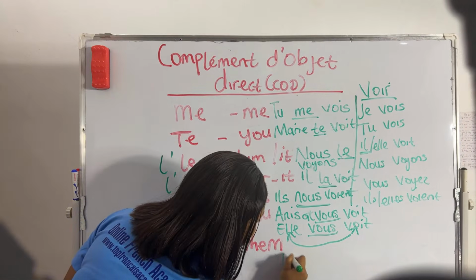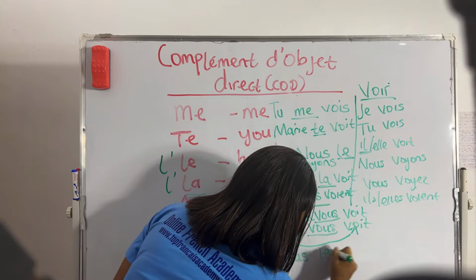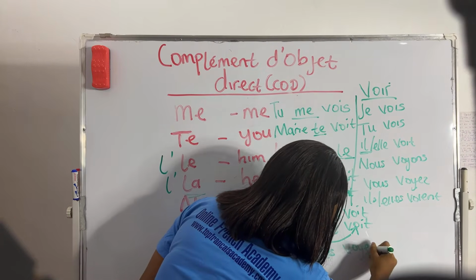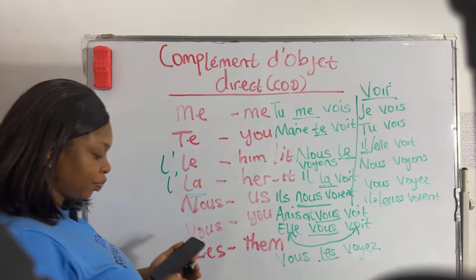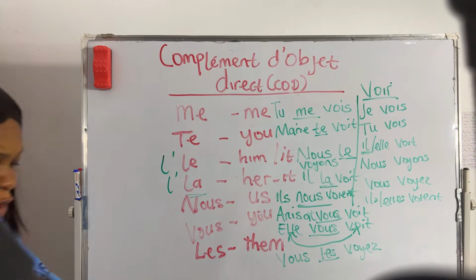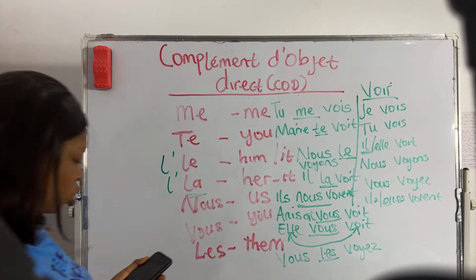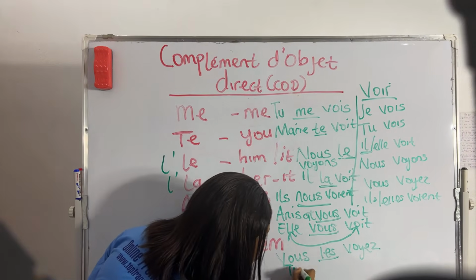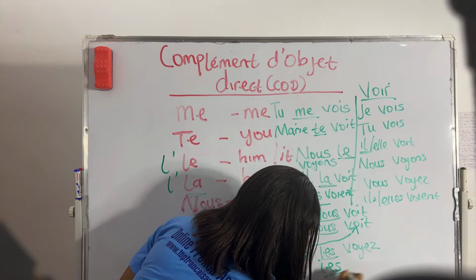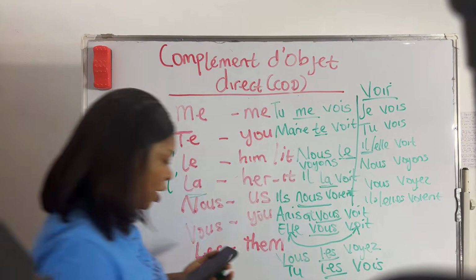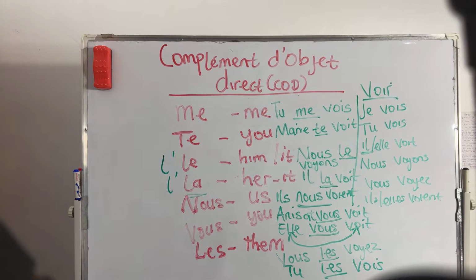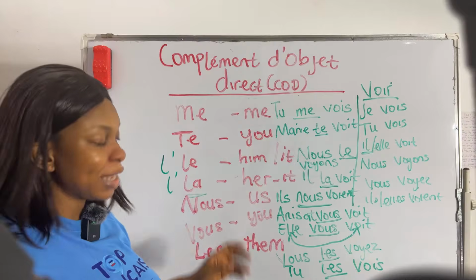So we have, look at it now. We say, vous les voyez. You see it now. This les is them. You see it. Of course, you can use tu. Pearl, you can also use tu. If you want to use tu, you're going to say, tu les vois. Pearl, do you see that? So if you use tu, you are also very correct. I just want to be sure that we understood. That's why I say let's use vous.